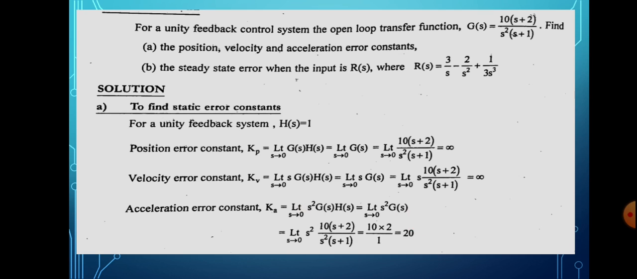Okay. In the next step, you want to find the steady state error when the input is r of s. Here the input is not in the form of a standard input. That means it is not in the form of a step input or ramp input or parabolic input. So we want to find the steady state error by using the dynamic error coefficients. Since the input is not in the form of a standard signal, first we should find the dynamic error coefficients such as C0, C1, C2, and then we can write the equation for the error signal, and then we can find the steady state error.